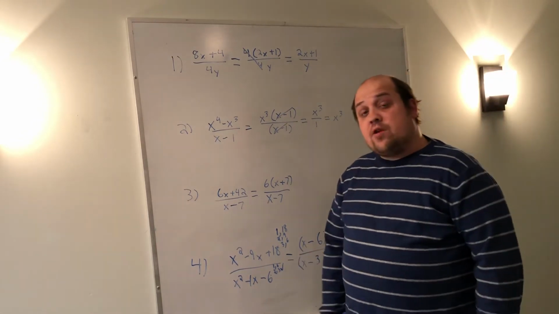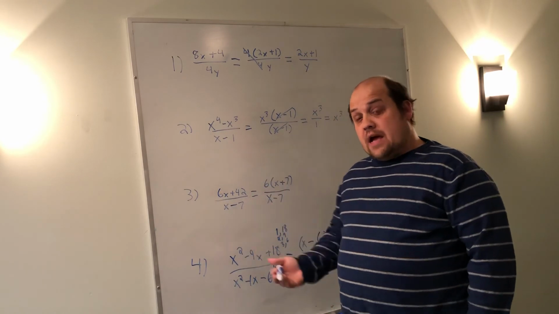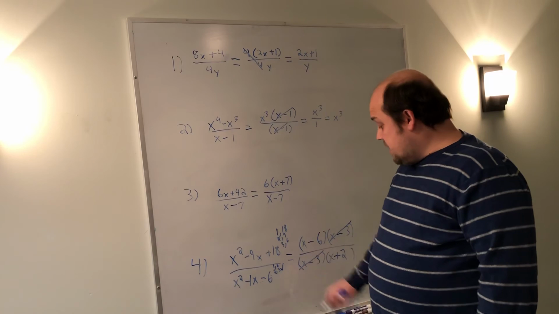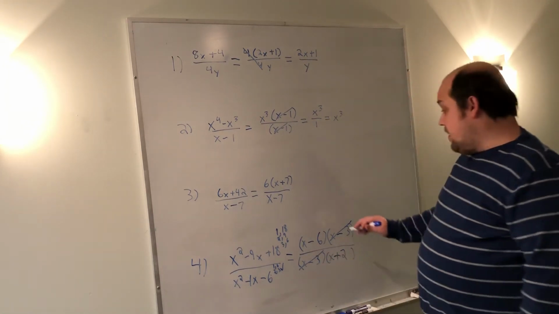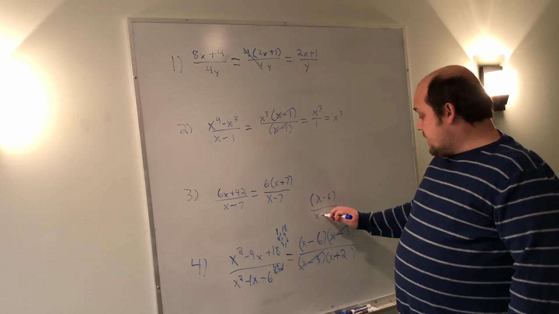Once I have the 2 trinomials fully factored, my goal is to say is there a repeated factor on the top and bottom. There is specifically this x minus 3. That's why I'm left with, as a final answer, x minus 6 over x plus 2.